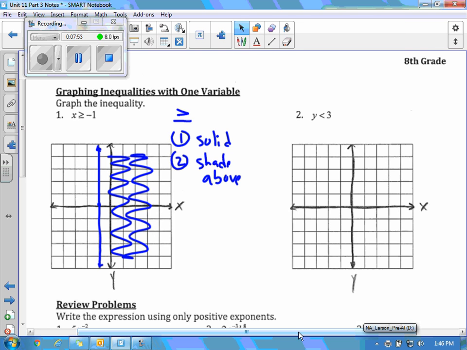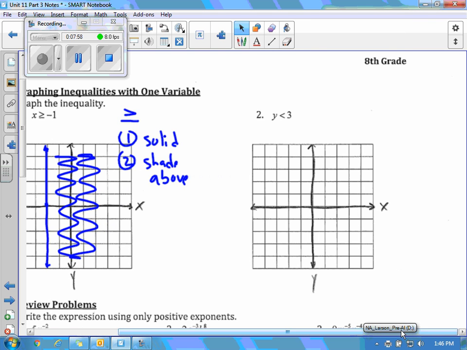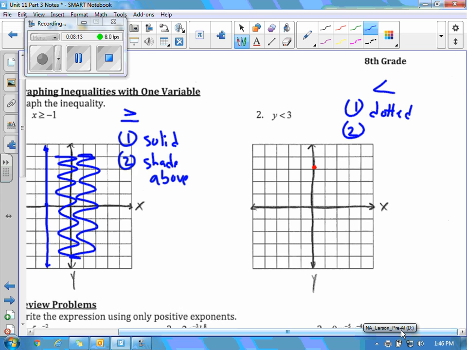If you look at number 2, we have a y equals graph now. So it says y is less than 3. So I'm going to go to 3 on the y-axis, which is right here. And then I have my inequality is less than, so again, that tells me a couple things. First thing is that it's dotted, because it doesn't have equal to part. And the second thing, since it's less than, I'm going to shade below.